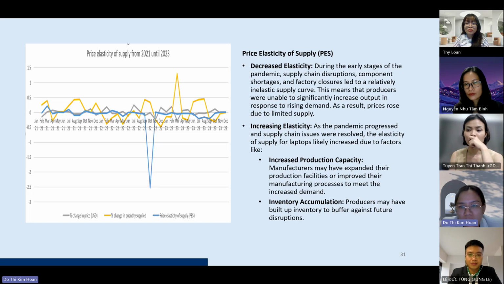Elasticity of supply for laptops likely increased due to factors like increased production capacity. Many factories needed to expand their production facilities or improve their processes to meet the high demand, and with inventory accumulation, they also built up inventory to make sure for anything that happens in the future, because we don't know when COVID will be controlled.